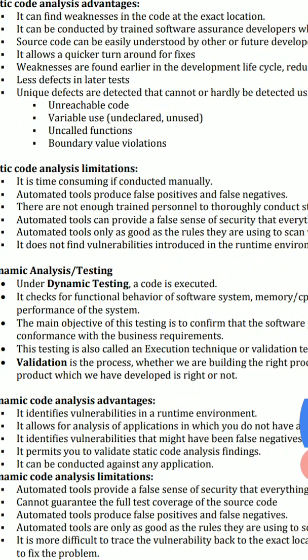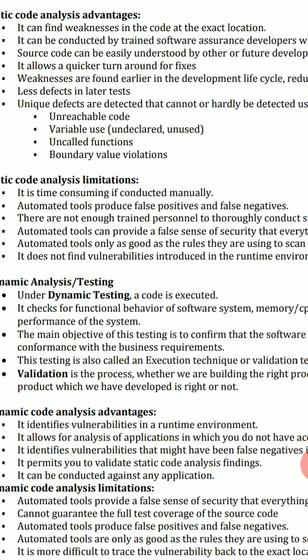Okay, then fewer defects in later tests, so it reduces the chances of errors being generated at the time of applying the dynamic tests, because we have found so many errors or defects early in the life cycle stage.